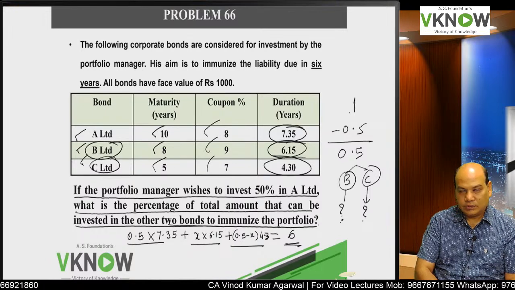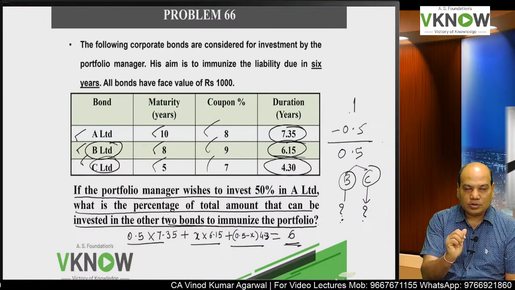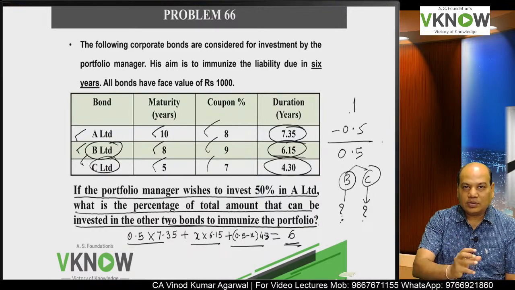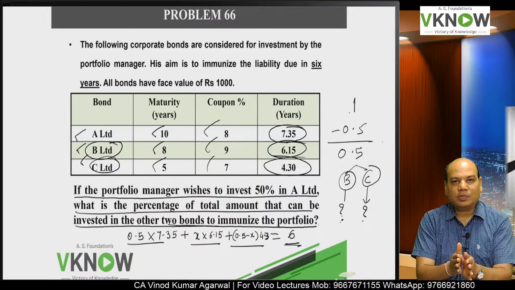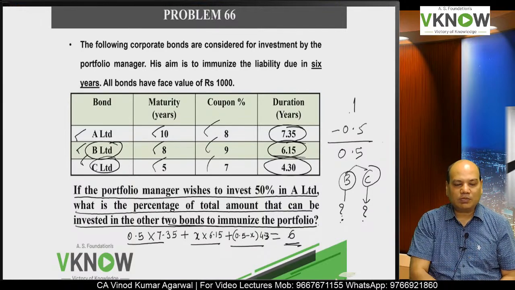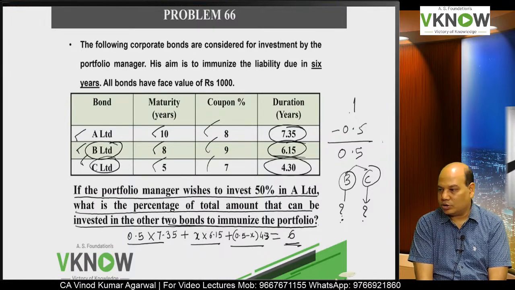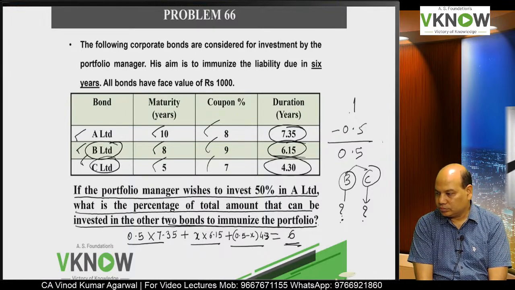Is it right? If there are 3 bonds, usually they will give you weight of first bond or any bond. Take the balance weight, that balance weight you have to apportion between other 2 bonds. You please try. I will wait. What is the weight of bond B and bond C? Come on. What will be the weight of bond B and bond C?